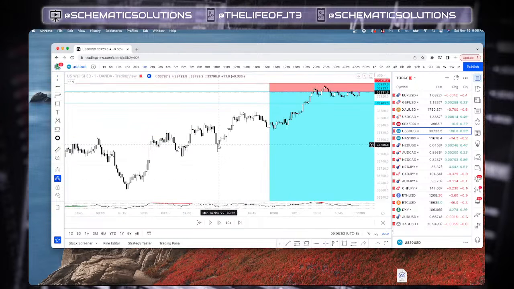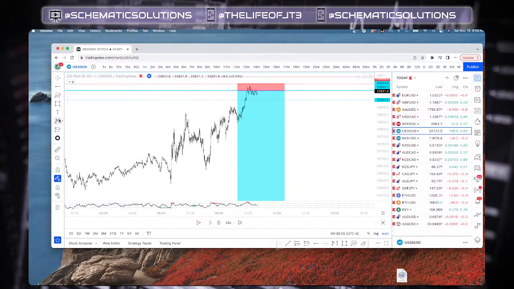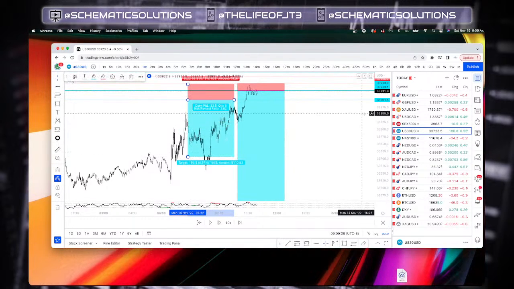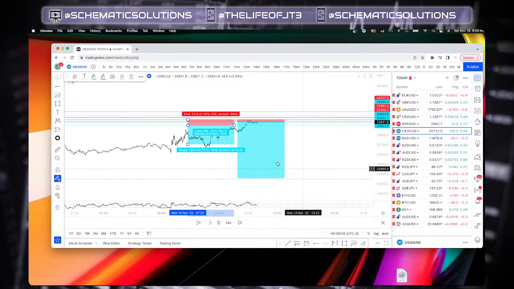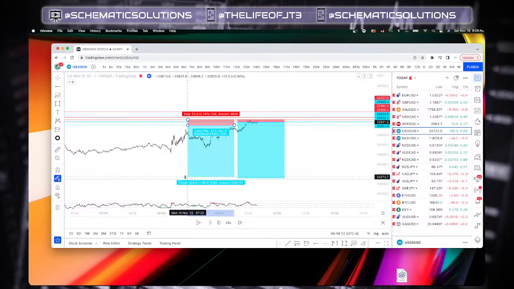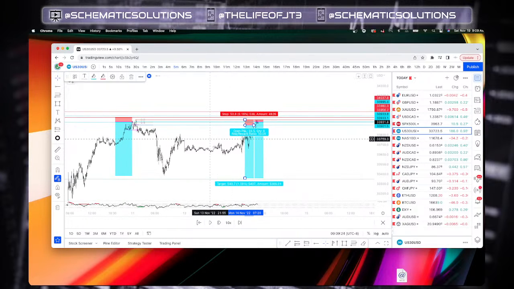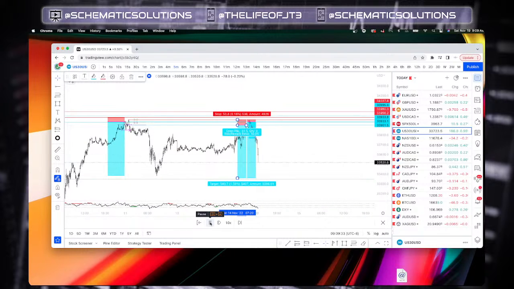Now for our 50%, same stop loss, looking to come down to at the very least this low, but the main area we're looking to come down to would be that reaccumulation, and that would give us about a 1 to 10, right? So let's play. So pause.